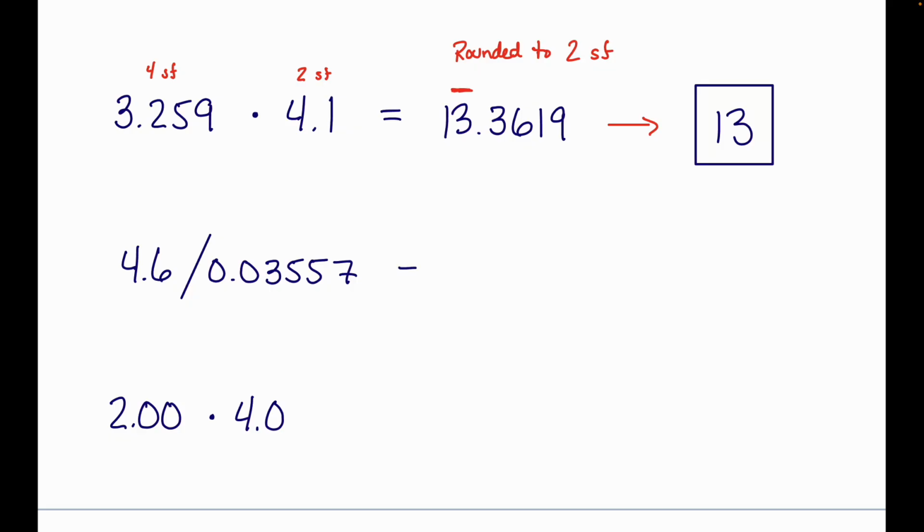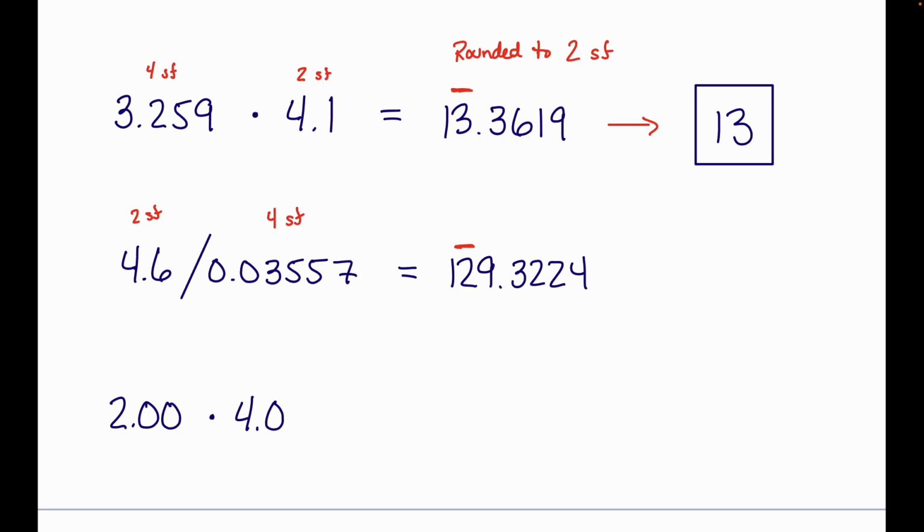Alright, so I'm going to punch this into my calculator. 4.6 divided by 0.03557, and I get 129.3224 and some change. You'll see me always carry a bunch of extra digits beyond the sig figs, but that's all I'm doing, adding some extra digits. How many sig figs does 4.6 have? 2 sig figs. How many sig figs does 0.03557 have? 4, because we don't count those leading digits.